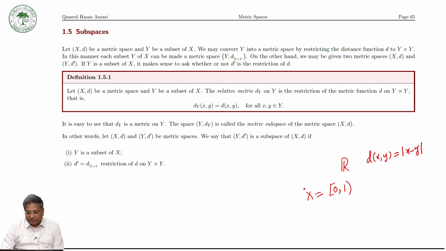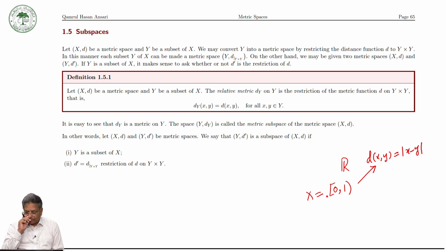But if we consider this set as a metric space, not as a subset of R, and the metric over X is defined in the same way as the usual metric, then this space is closed as well as open. Why is it closed as well as open? Because as we have mentioned, every whole space, and here we are treating it as a whole space, is closed as well as open. So, we need to identify the subspace and the whole space, and that's why we are studying this.